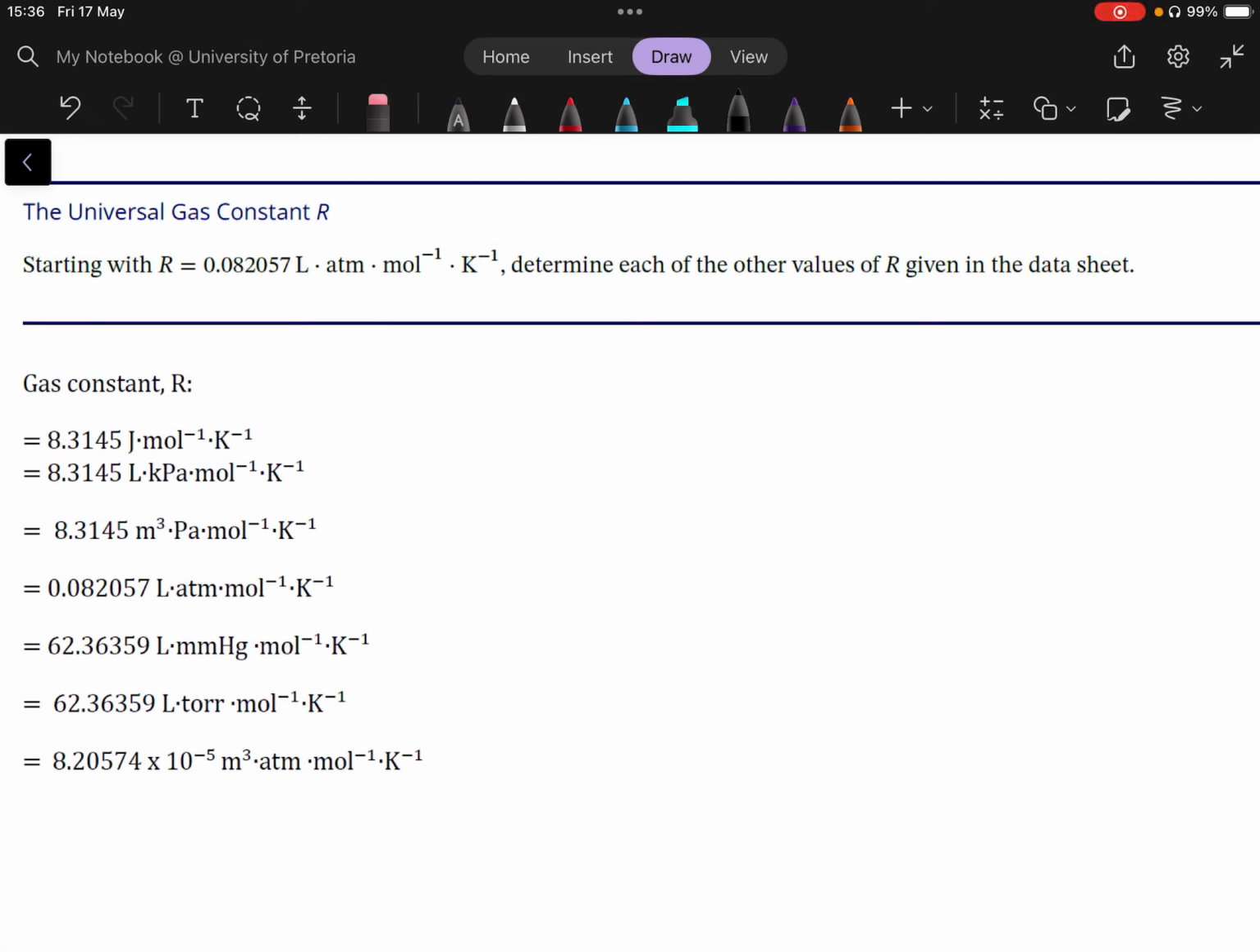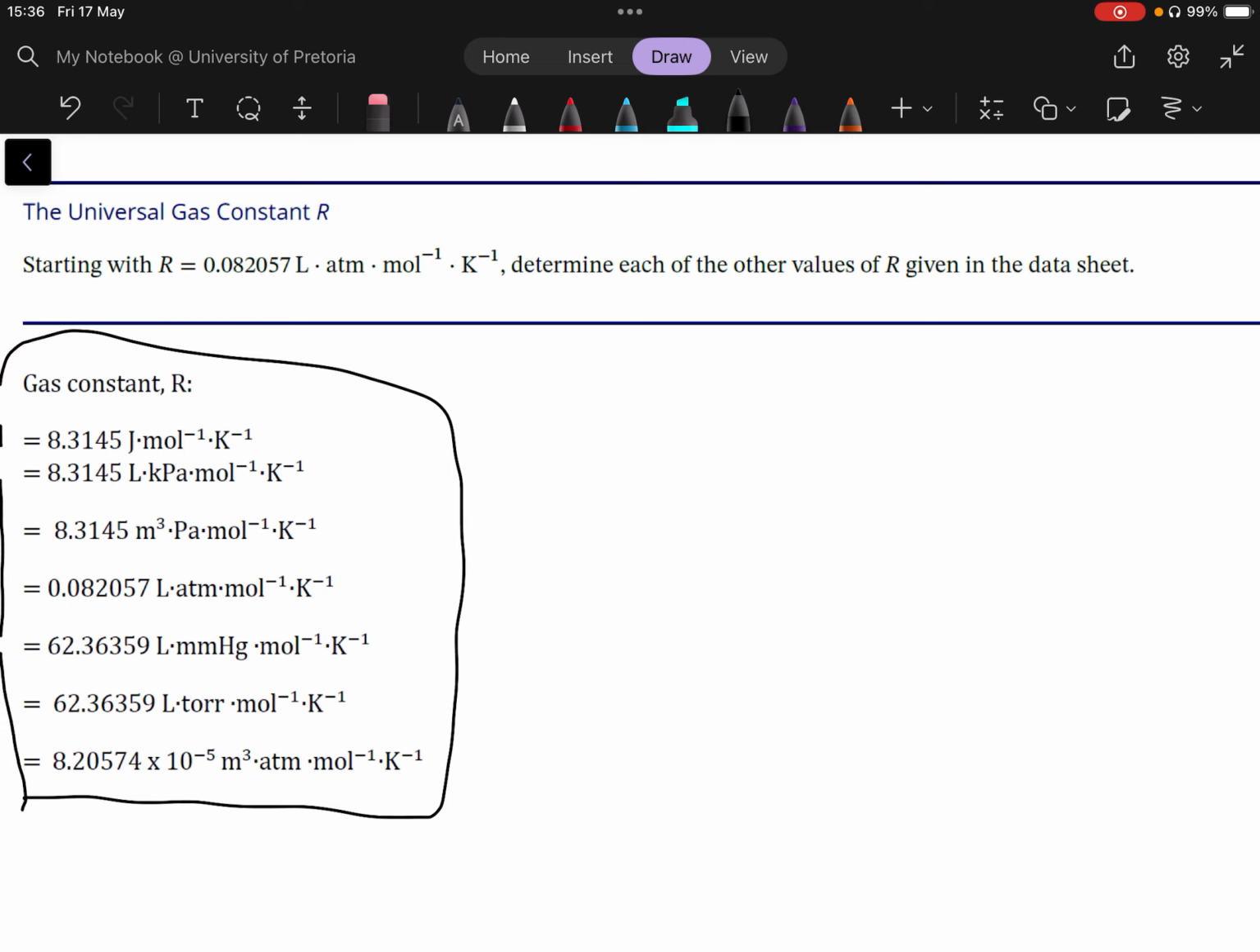Hello, so let's look at how to calculate the universal gas constant in different units. There are a couple of different units for the gas constant, and I put them down here in the data sheet that you have. You can interconvert between these using your conversion factors for your different quantities, for your different units in liter, atmosphere, mole, and Kelvin.